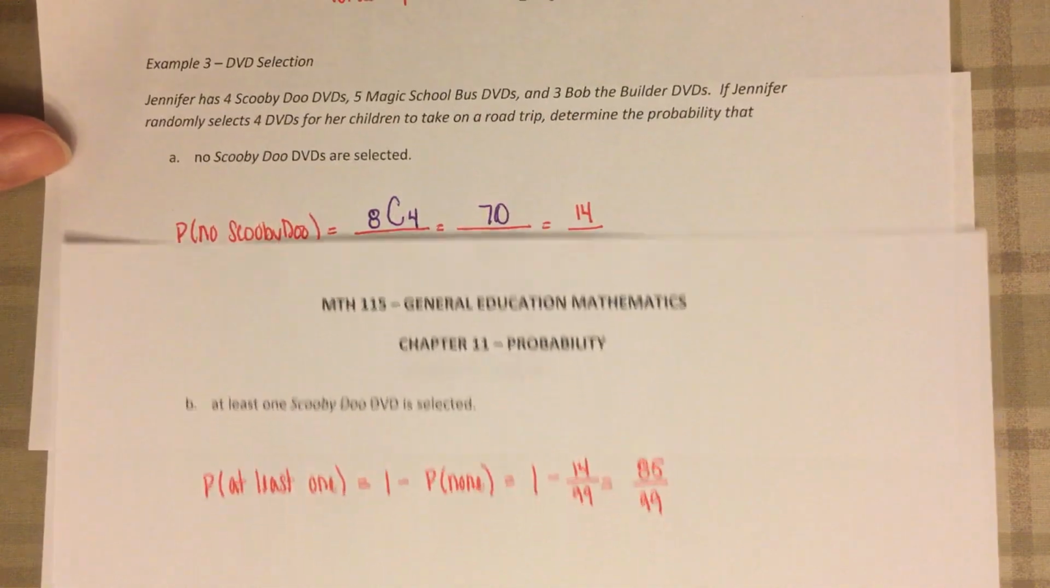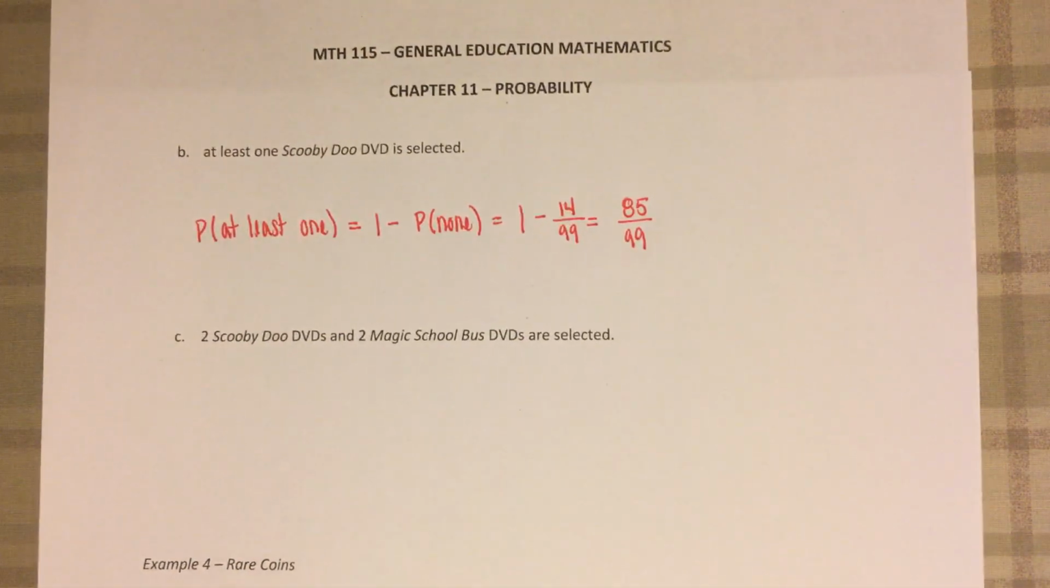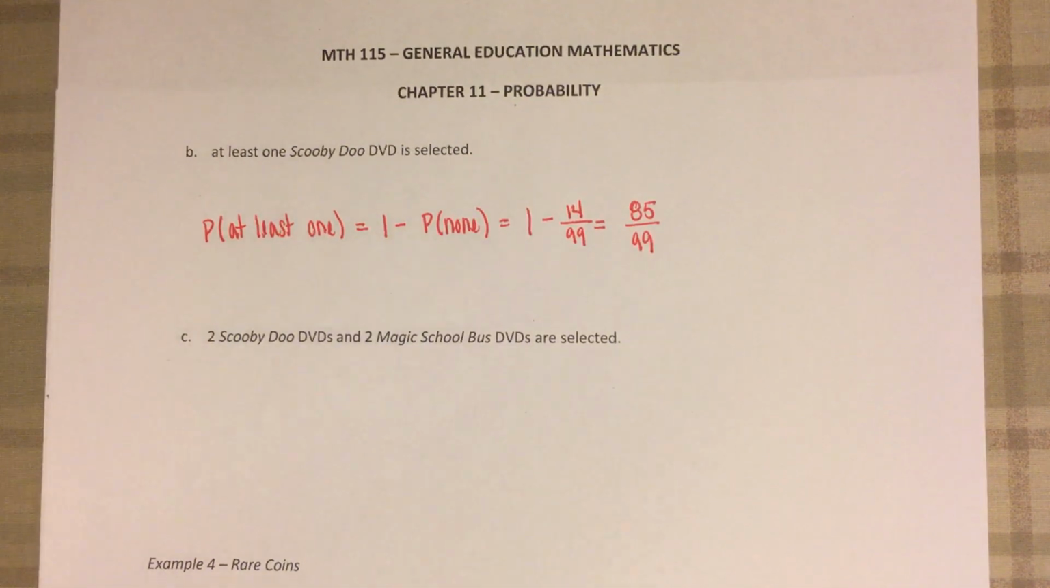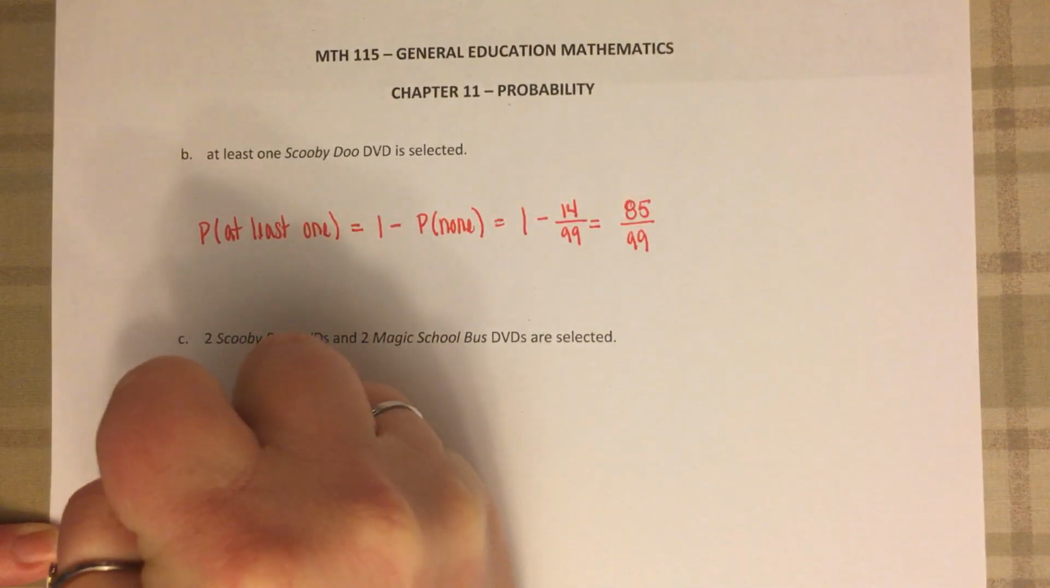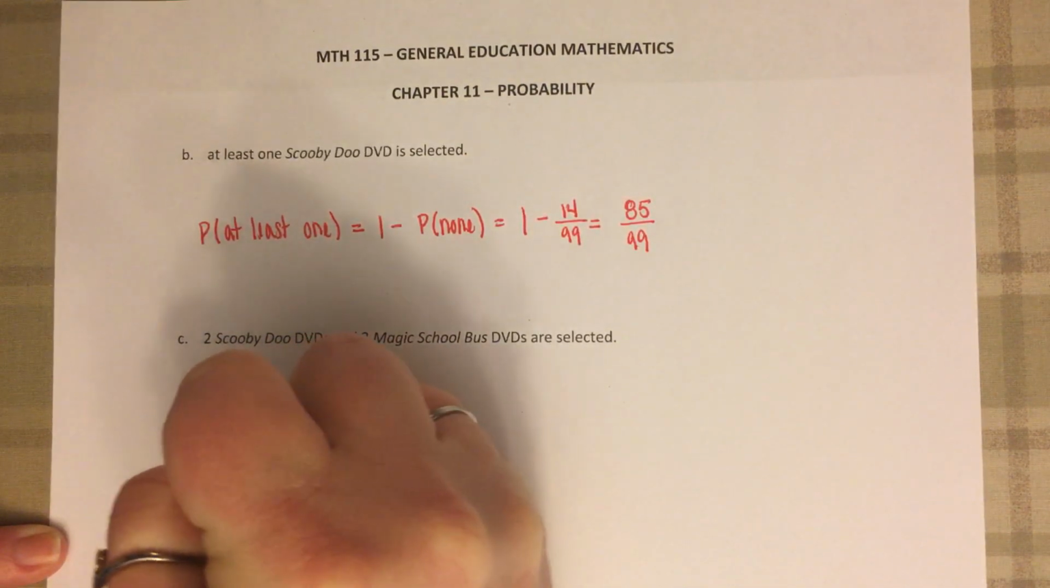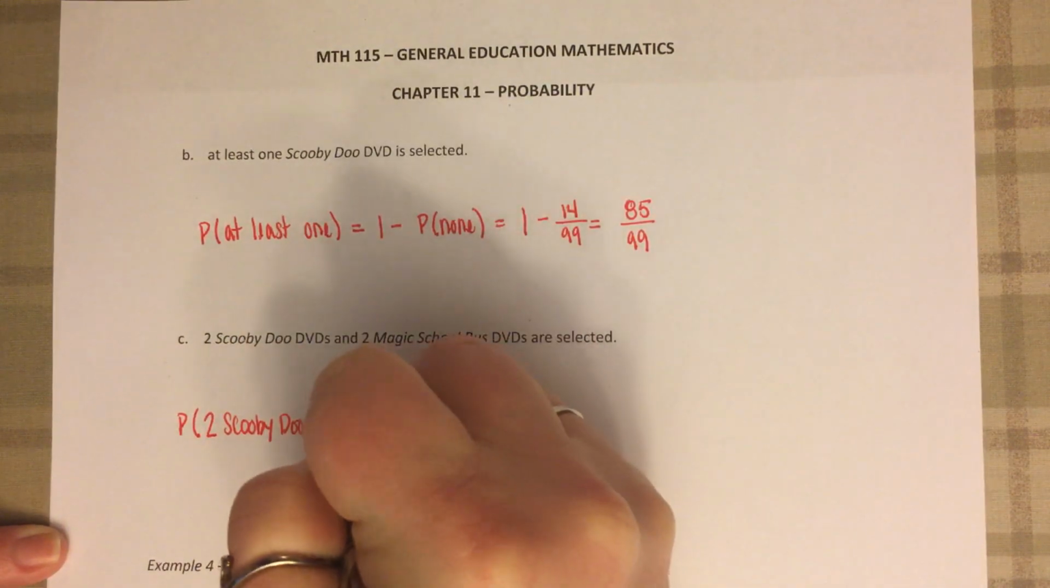All right, then for C, we are asked to find the probability that 2 Scooby-Doo DVDs and 2 Magic School Bus DVDs are selected. So here we're looking for the probability of 2 Scooby-Doo and 2 Magic School Bus.